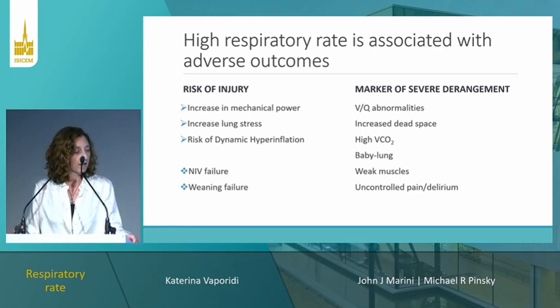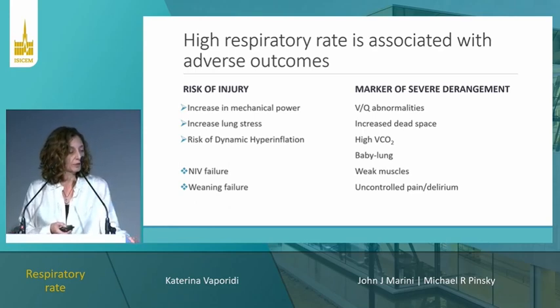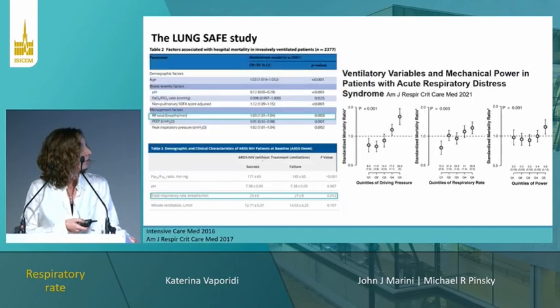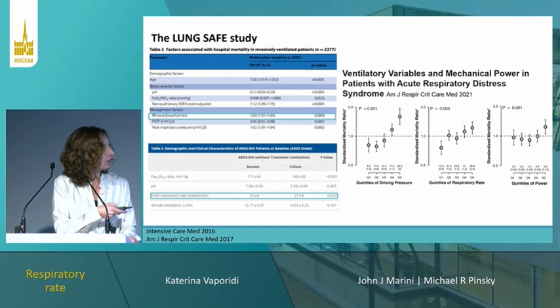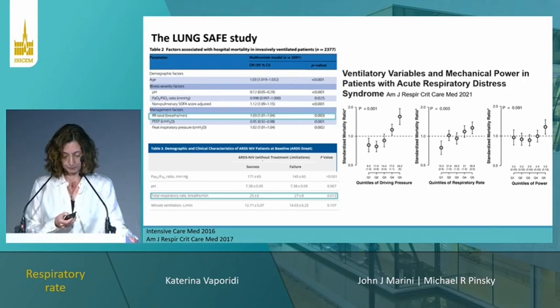And I think you will agree with me that all of these factors are independent predictors of adverse outcome. So it's not surprising that a high respiratory rate has been associated with non-invasive mechanical ventilation failure and weaning failure. Some examples here from the LUNG SAFE study: increased respiratory rate in non-survivors over survivors, increased respiratory rate in NIV failure compared to NIV success, and increased respiratory rate associated with higher mortality in ARDS, as is mechanical power.